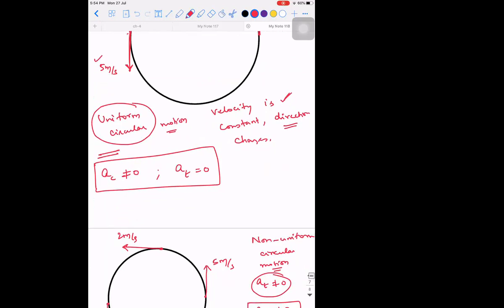So what I'm trying to conclude here is, for any particle to be in a circular motion, whether it is uniform circular motion or non-uniform circular motion, what force is necessary? Or what acceleration is necessary? Centripetal. Centripetal acceleration is necessary. Now our next objective is to derive an expression for the centripetal acceleration.